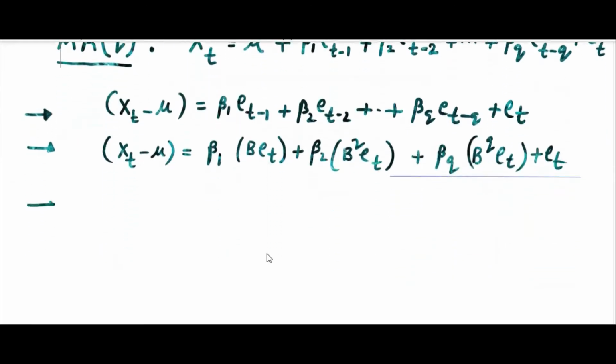Then if you take everything common, you can write xt minus mu is equal to, you take et common, beta 1 b, beta 2 b square, that way. So if you take et common, you will get 1 here. Let me write 1 here. 1 plus, from here I will get 1 if I take et common. Then from here beta 1 b plus beta 2 b square.